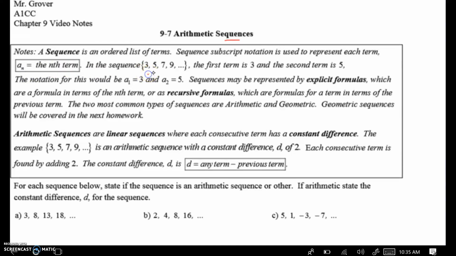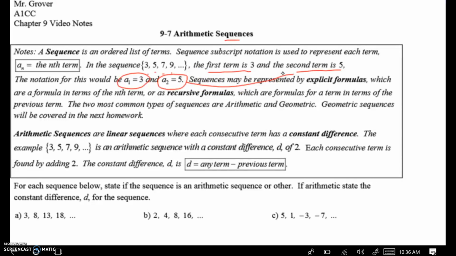For example, in this sequence, 3, 5, 7, 9, which maybe you could tell is a linear sequence, a +2 pattern, we would call the first term 3, like this is the first term, second term, third term, fourth term, and the second term is 5. The notation for that would be like this. a sub 1 is 3, meaning the first term is 3. a sub 2 is 5, meaning the second term is 5.